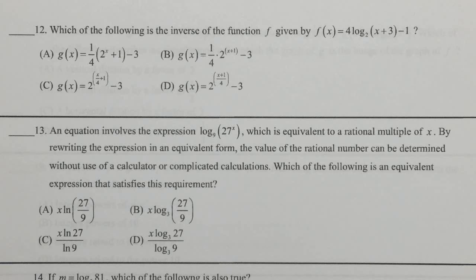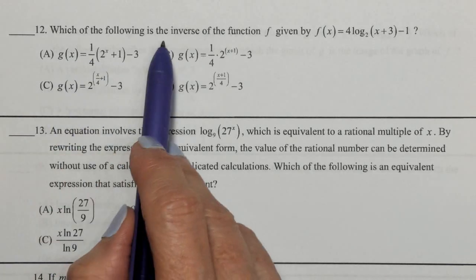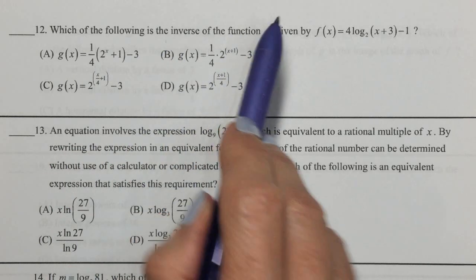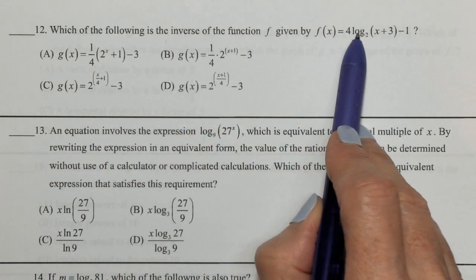Hey, we're still working our way through worksheet 5. This is page 3, numbers 12 through 17. Number 12, which of the following is the inverse of the function f given that this is f?